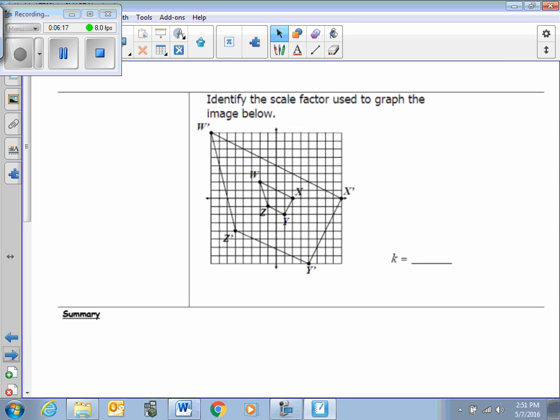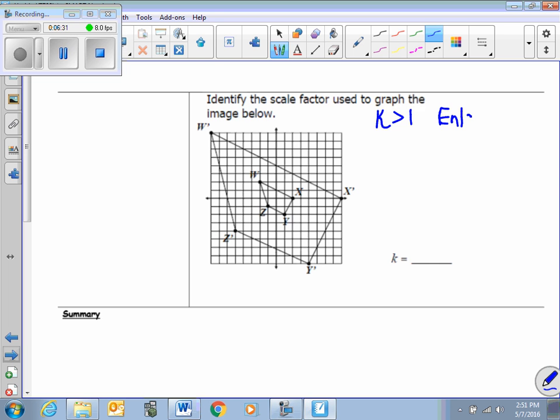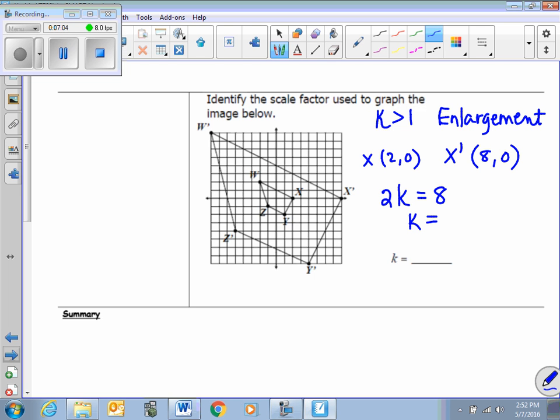All right, I think we just have one more here. Very short little lesson. Once again, I need to identify the scale factor. And this time I can see that the image is larger than the pre-image. So I know that k has to be greater than 1 because I have an enlargement. Let's pick X and X prime. That's going to be easy because X is at (2, 0). X prime is, I think that's 10. Let me count to make sure. 1, 2, 3, 4, 5, 6, 7, 8. Nope, it's (8, 0). So that one's plain to see. I've got 2 times my scale factor equals 8. So k has to be 8 divided by 2. So my scale factor in this case is 4.